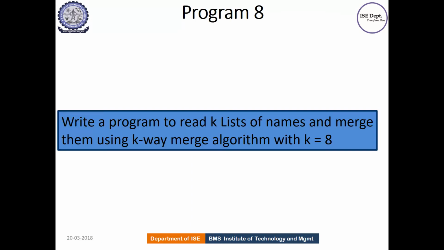Today, let us discuss Program 8. Write a program to read k lists of names and merge them using the k-way merge algorithm with k equal to 8. K equal to 8 here means that we are going to create 8 files or 8 lists, where each list should have some input.